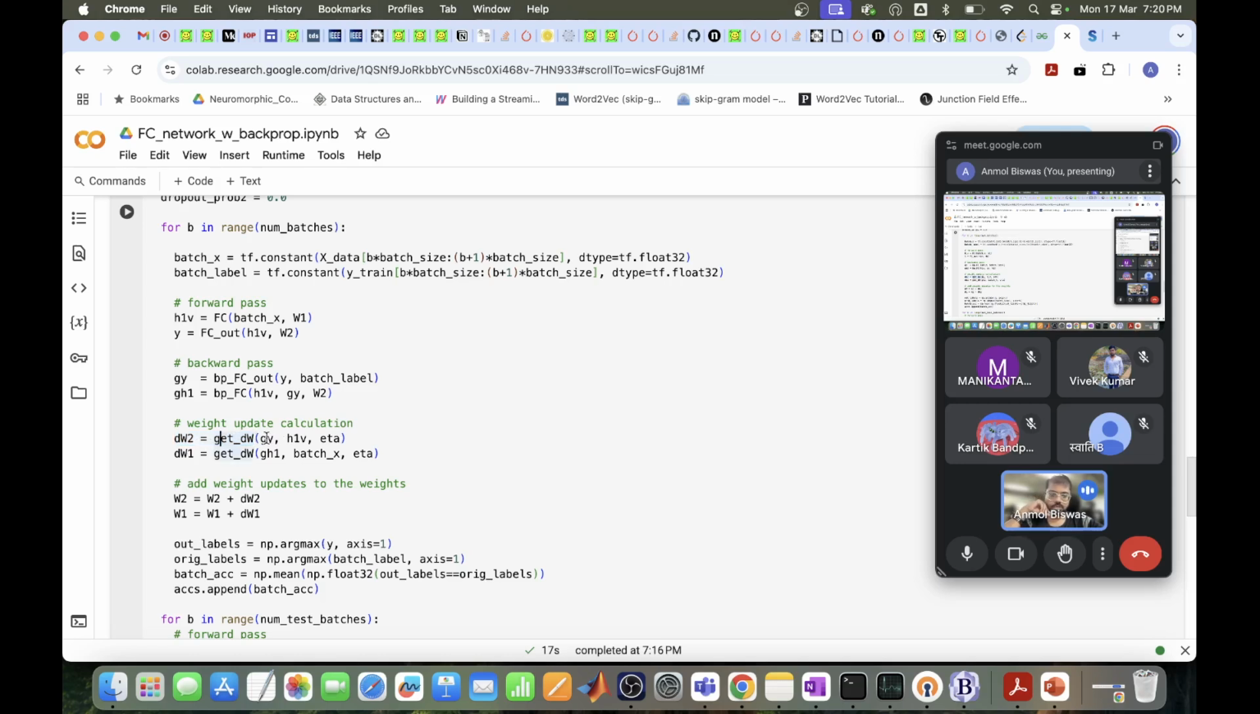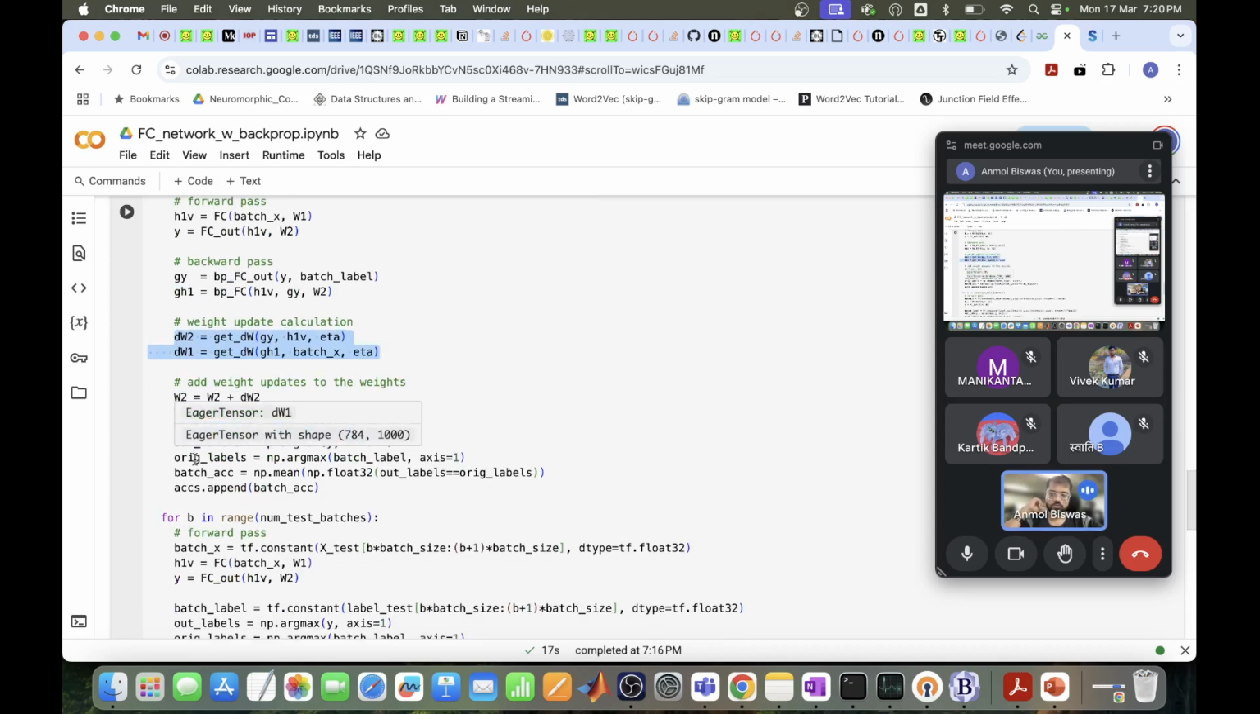So for W2, the post-layer gradient is GY, and the pre-layer activation is this H1B, and the training learning rate is obviously eta. For W1, the post-layer gradient is H1, and the pre-layer activation is batch X, and that is obviously the same, right? So you get DW1 and DW2, and finally you just have to do W2 equals W2 plus DW2 and W1 equals W1 plus DW1, right? So you can update the weights.